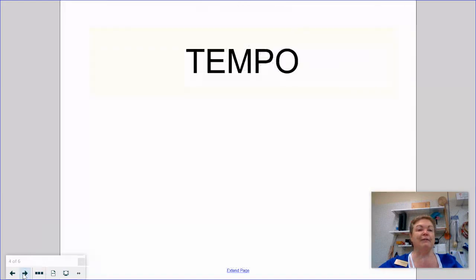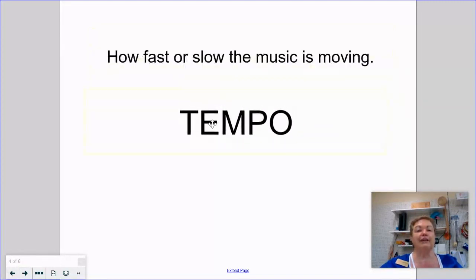Another thing we've been talking about is tempo. Tempo is how quickly or how slowly the music is moving. So a fast tempo would be like, rain down, rain down, rain down your love on your people. But I could sing the same song. It would still have 3 beats in a measure, but I could sing it at a slow tempo.